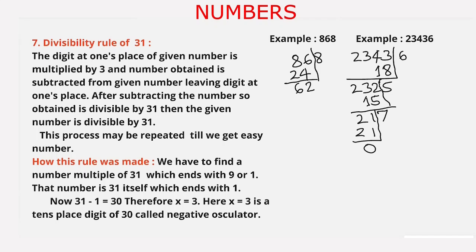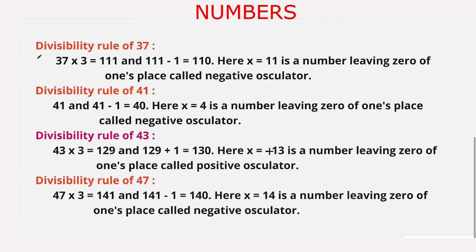Hope you have understood the method of finding the divisibility rule and the divisibility rule of 31. Now we will make the divisibility rule of 37, 41, 43 and 47. Divisibility rule of 37.